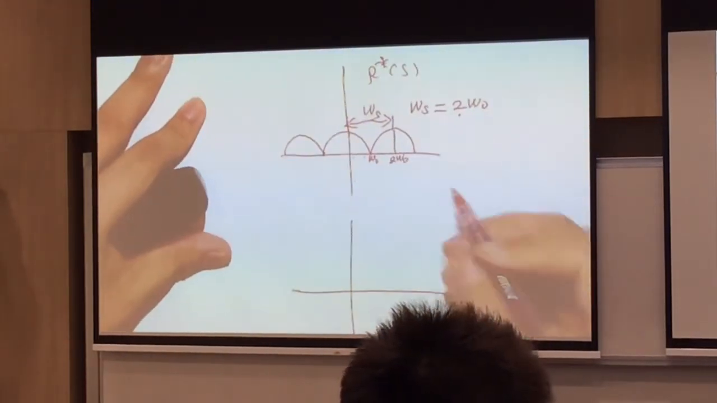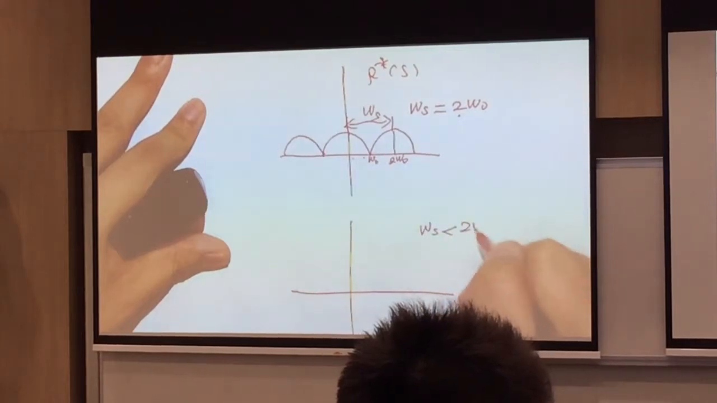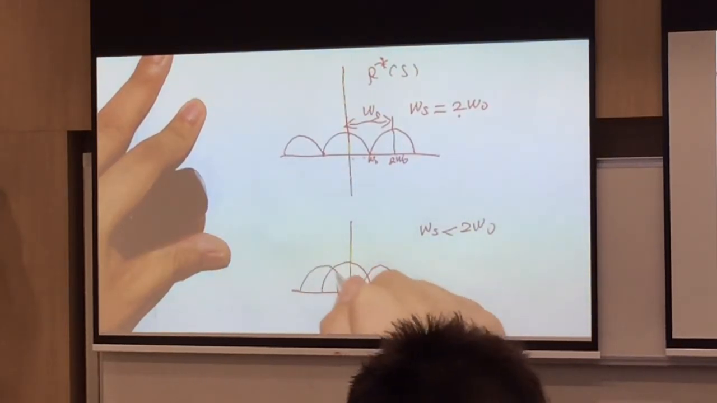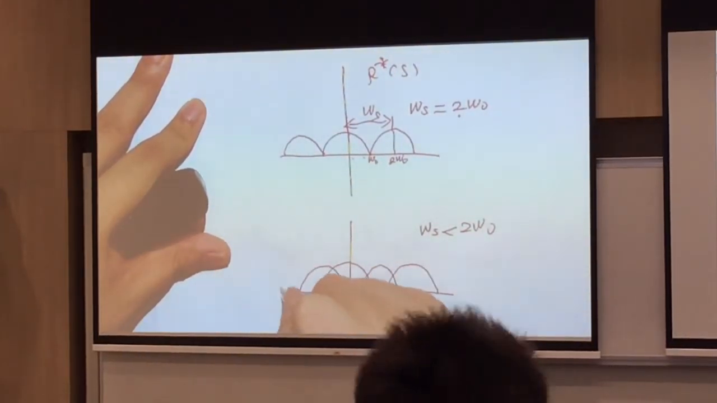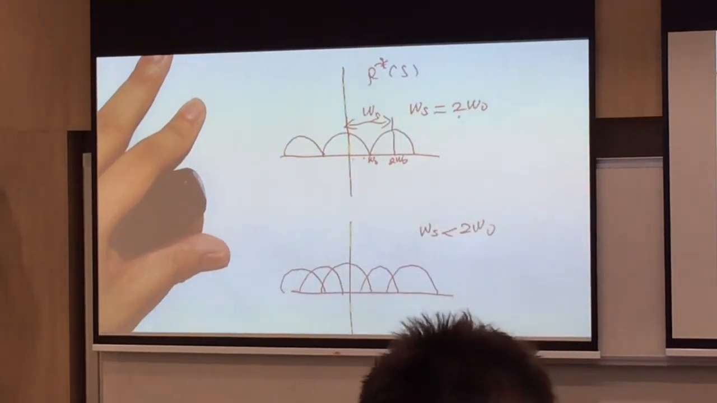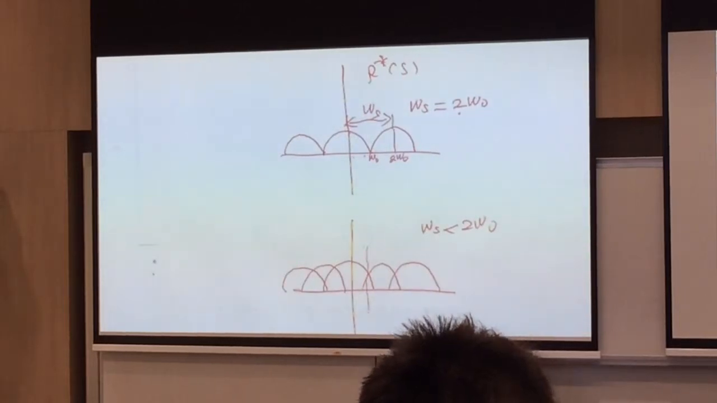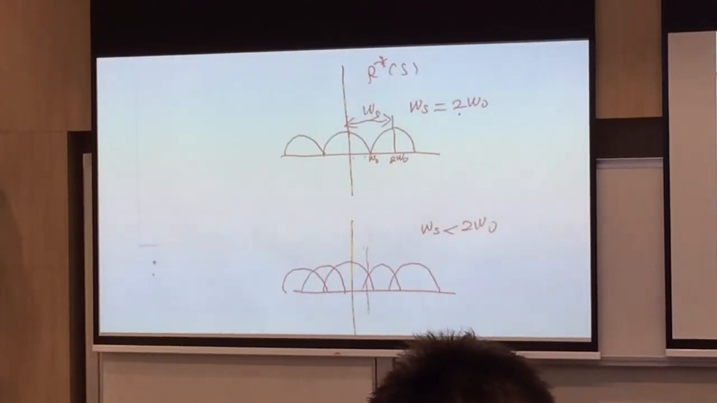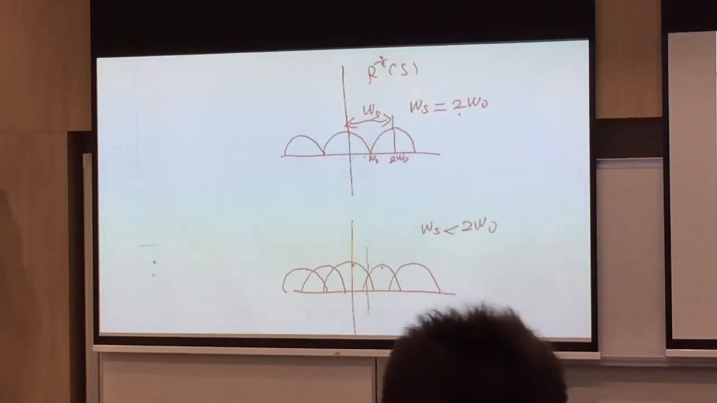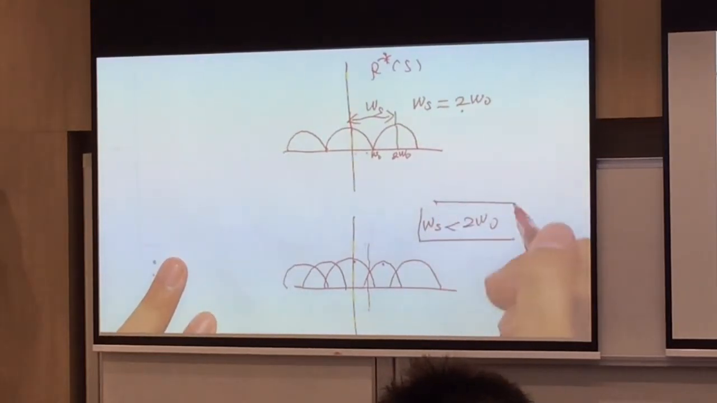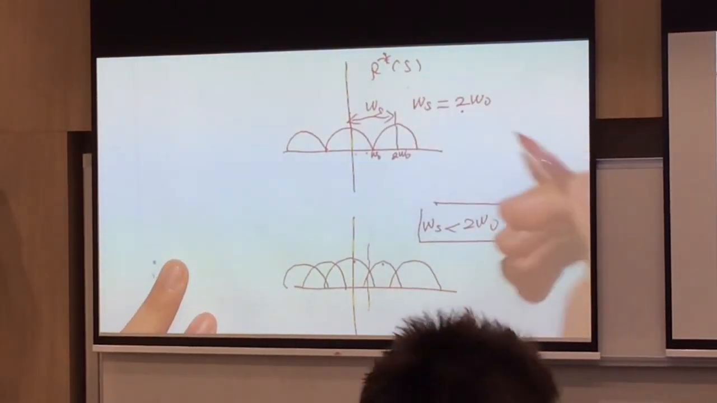But if your omega s is less than 2 omega naught, what do you get? You have overlapping. Then at any frequency, your sampling data may come from this one, may come from this one, may come from others. Is it clear? So this one extends the sampling frequency.